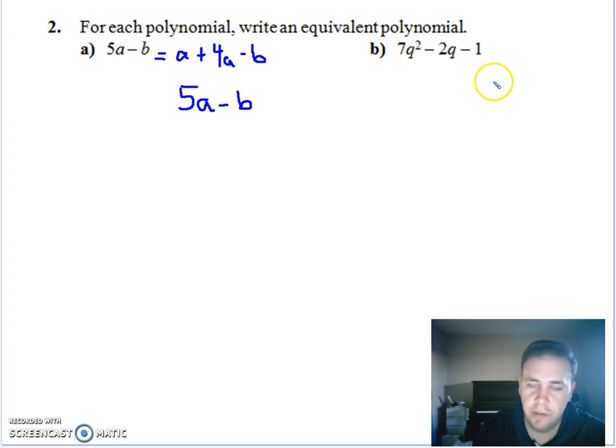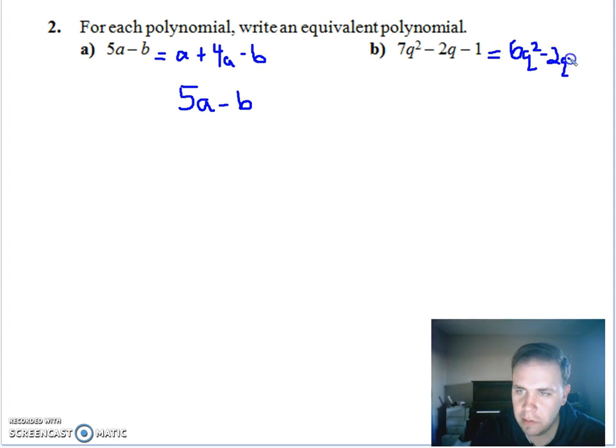Likewise here with this trinomial, so we have 7q squared minus 2q minus 1. If we were to write this out, we might say, okay, so 6q squared minus 2q minus 5, and I just want to maybe keep going with my work here. I should put this in a vertical row here.